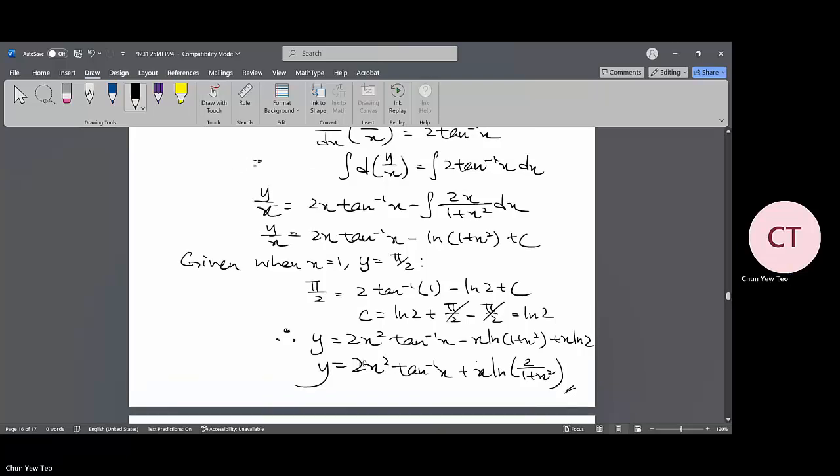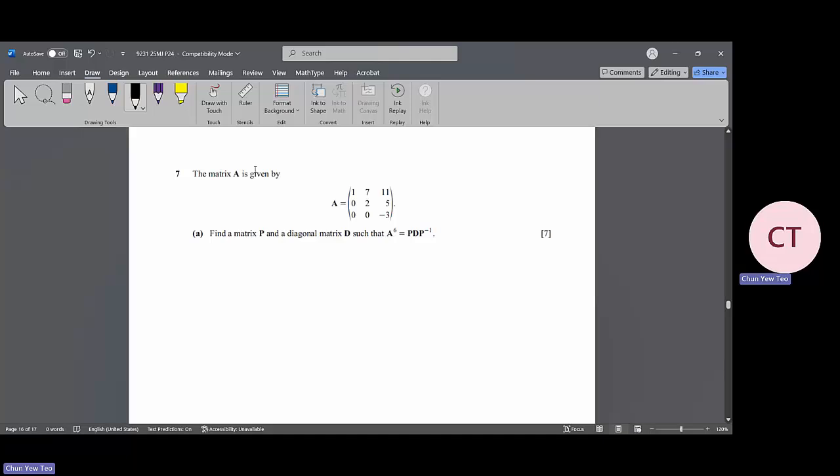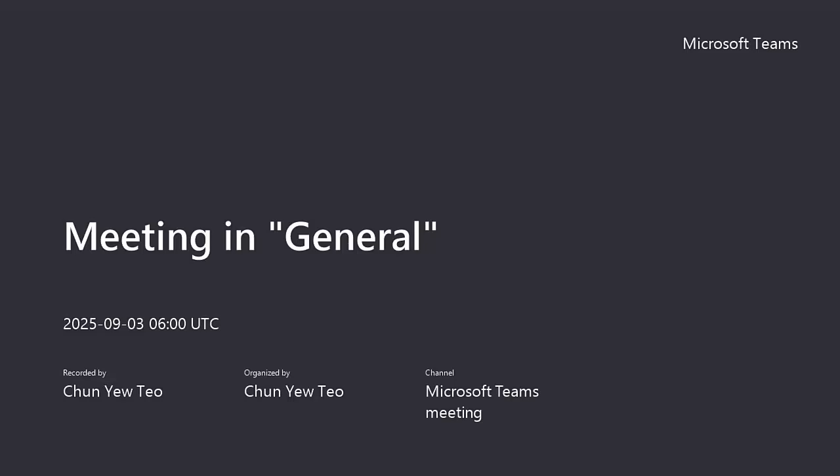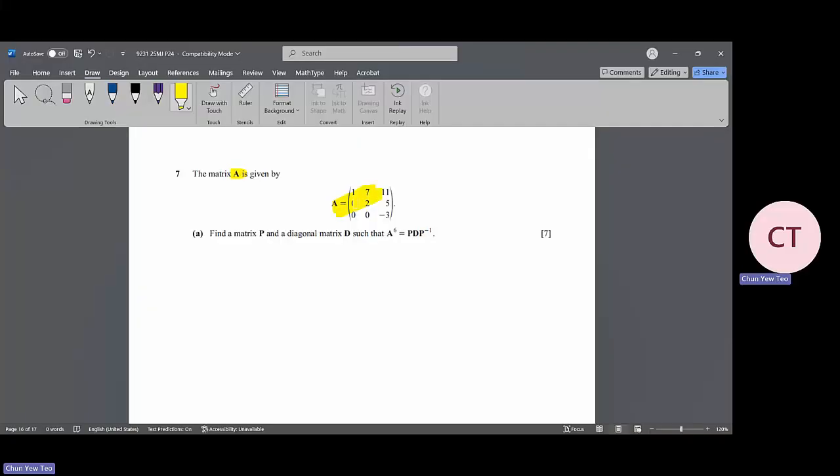Done. Moving on, we have question number 7. A is given as the following matrix over here. We want to find the matrix B and the diagonal matrix D such that A to the power 6 is equal to B D B inverse. So what you need to do is to find the eigenvalues.